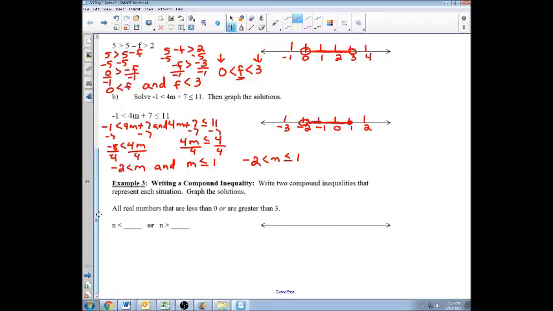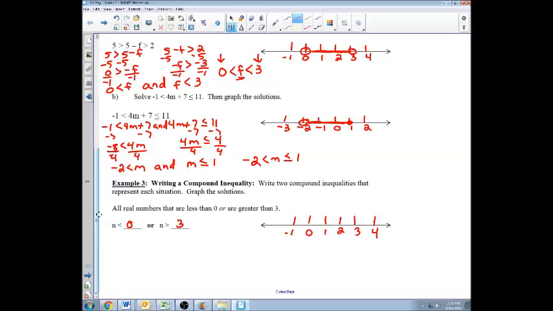If they are OR problems, I need to write two inequalities that represent each situation and graph the solutions. So it says all real numbers that are less than 0. So here it says n is less than, I'm going to put 0, or are greater than 3, so n would be greater than 3. I don't have any more work I need to do at this point with this problem, so I'd have negative 1, 0, 1, 2, 3, and 4.